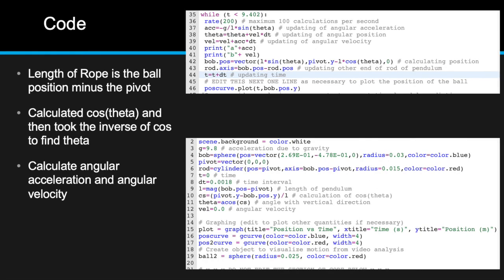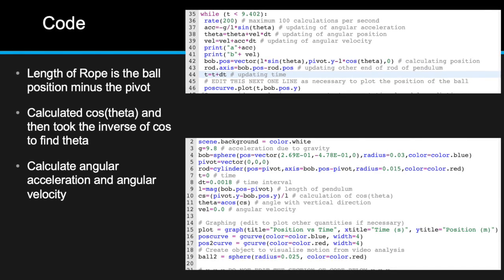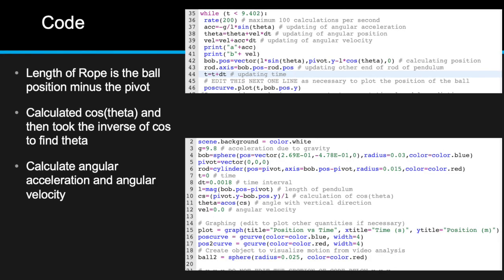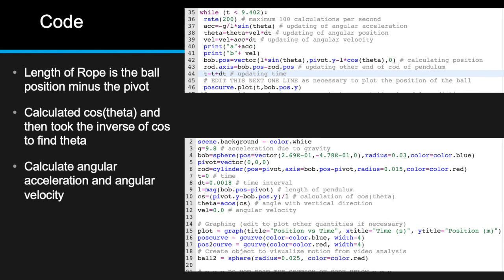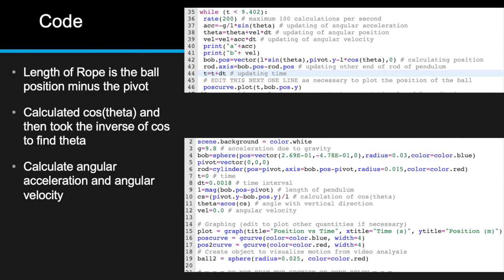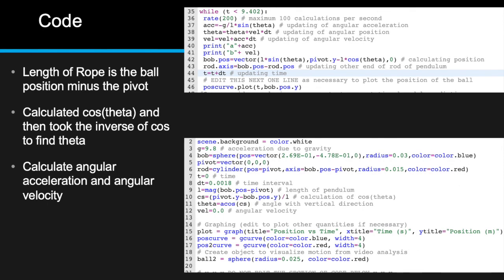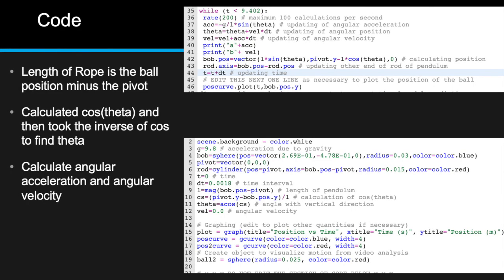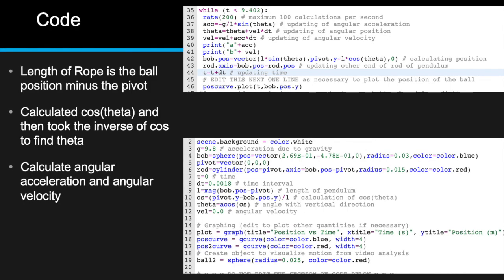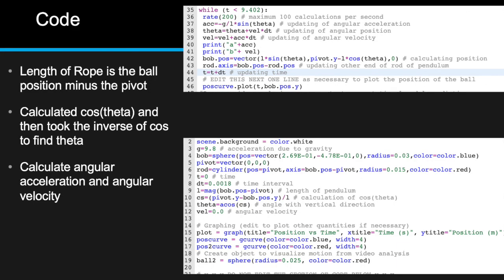Then I updated the position of the object with the vector sine theta for the x direction, and then the pivot in the y direction minus cosine theta for the y direction, and then 0 in the z direction. And then to update the other end of the rod of the pendulum, I did the position of the object minus the position of the rod. And then to update time, I just did time plus the time interval is equal to the new time. So with all this, I was able to calculate a predicted position versus time graph pretty accurately.